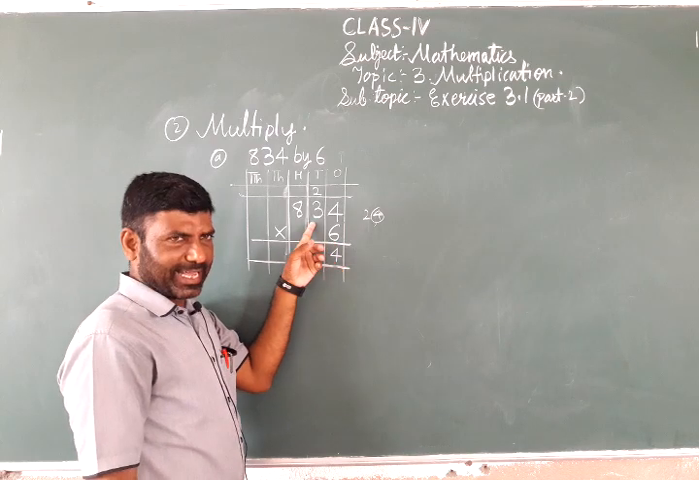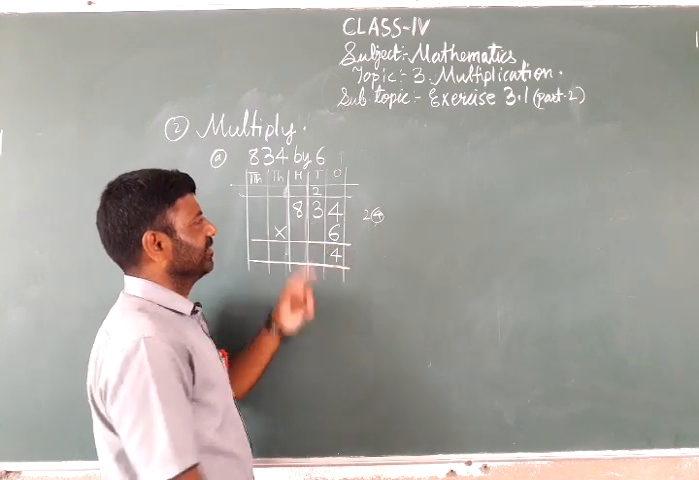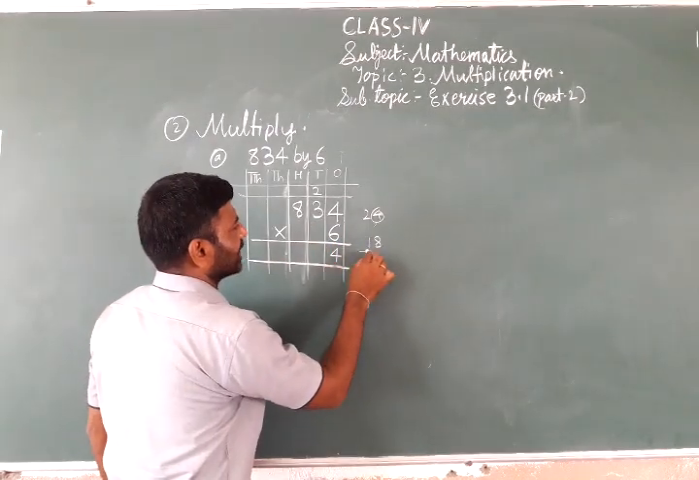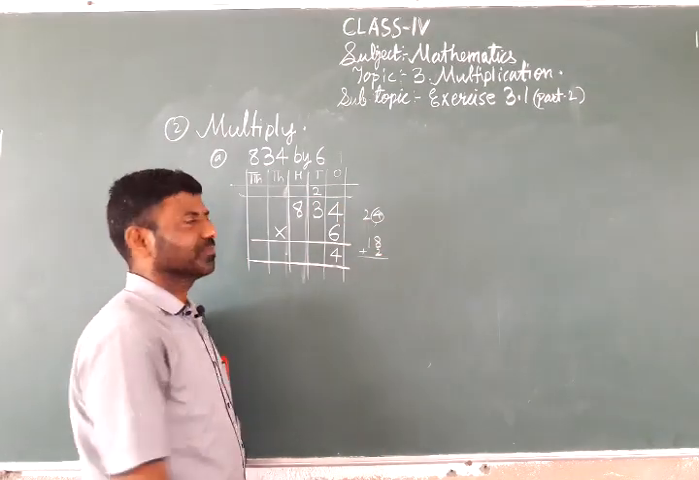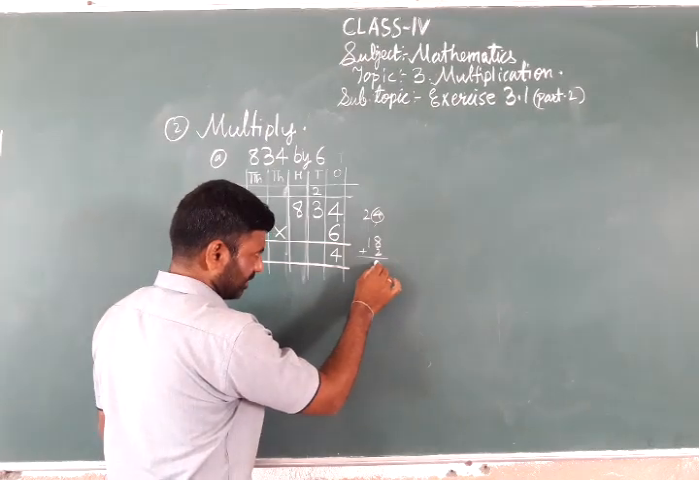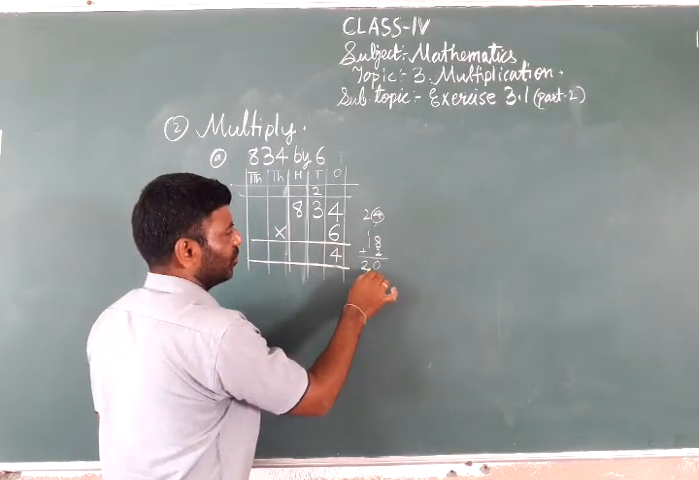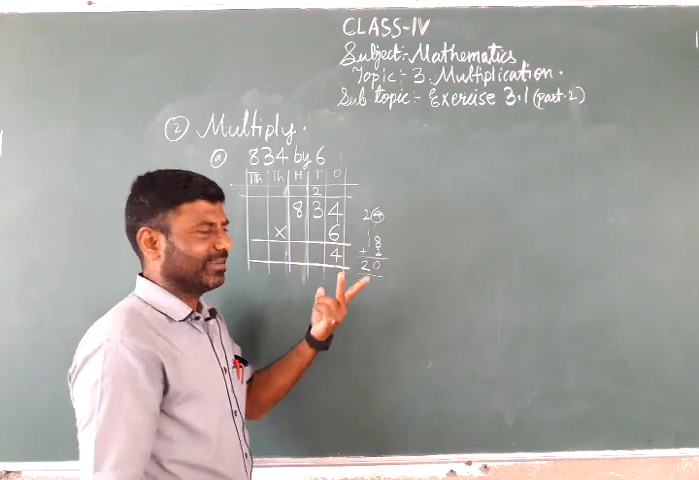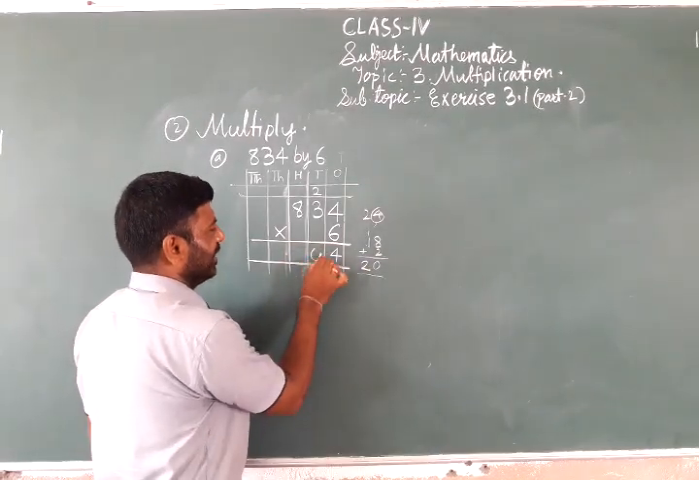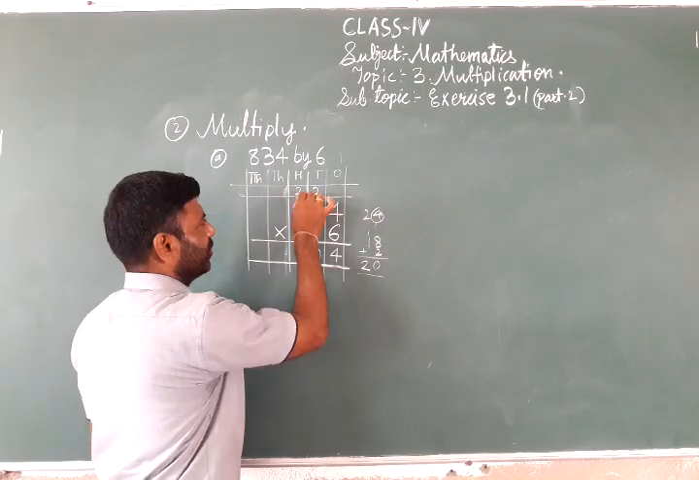So 6 3s are 18. 18 plus the carry 2. 18 plus 2, 8 plus 2, 10, 0 carry 1, 1 plus 1, 2. Or else orally: 18 plus 2, 18, 19, 20. So 0 here, carry again 2.